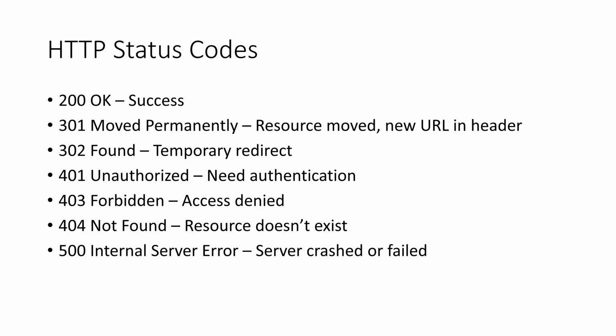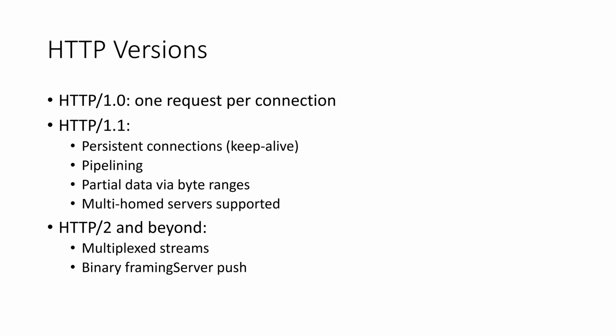HTTP has evolved significantly over time. HTTP 1 was simple, one connection, one request. Every time the browser needed something, an image or a script or a style, it had to open a new TCP connection. HTTP 1.1 introduced persistent connections. That means the connection could stay open and handle multiple requests. This was a huge performance improvement, and it also supported pipelining and range requests, allowing browsers to request parts of a file.